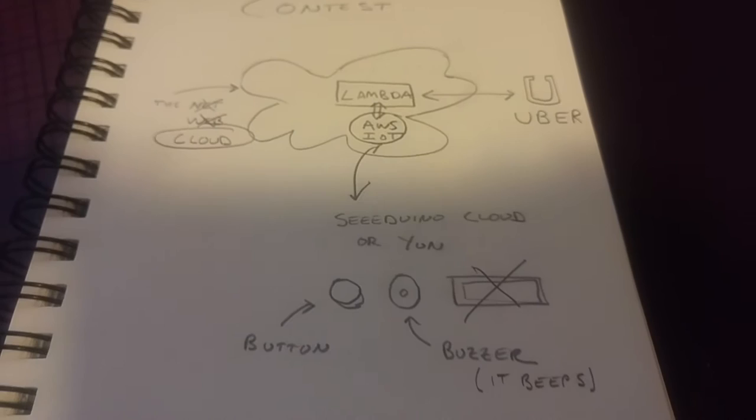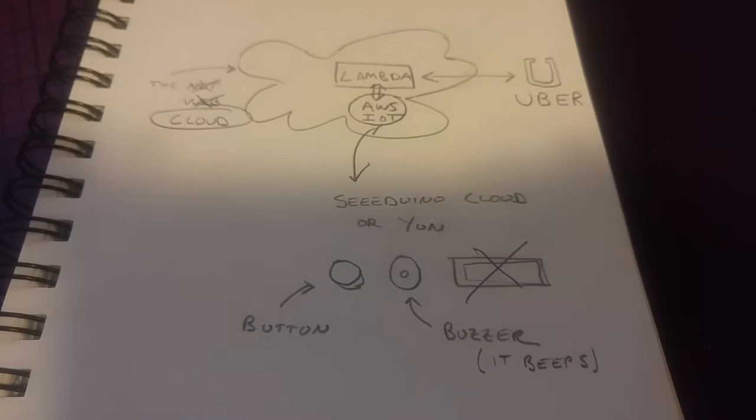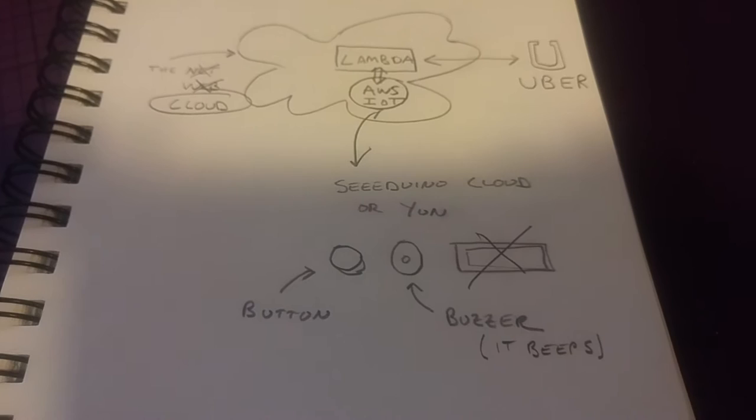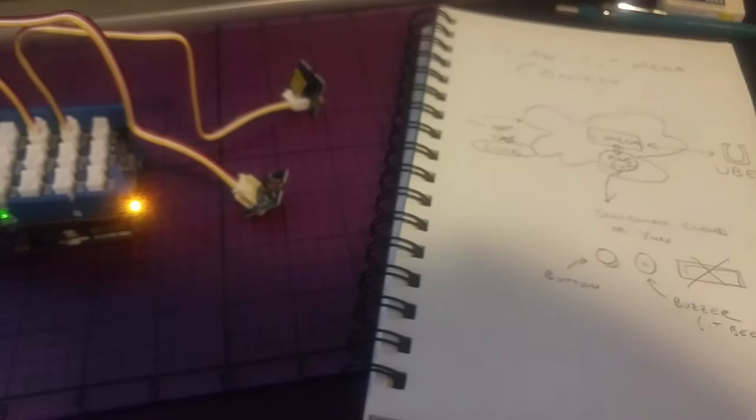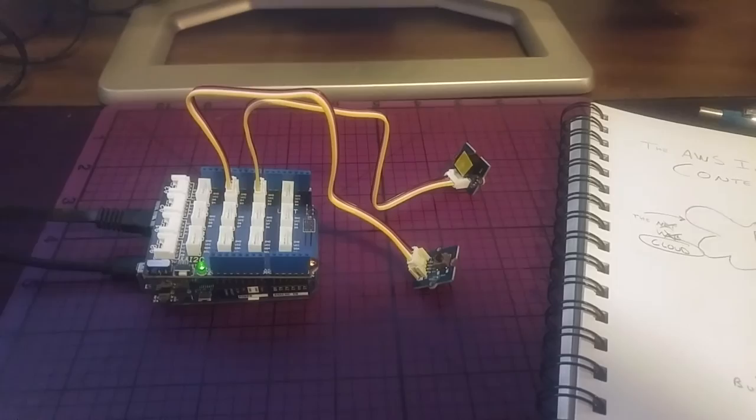What's interesting about this project is it tells you how long the estimated time of arrival for an Uber would be just by pressing the button, and it beeps the number of minutes it will take for a car to get to your house. This project could be used for people that don't have a phone or different capabilities, and all they would have to do is press a button.